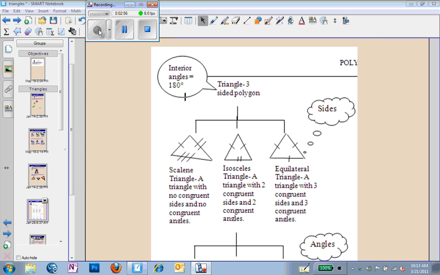This is just another diagram going through all the details of what we know about our different types of triangles. We know that the interior angles of our triangles, all 3 angles, will always add up to 180 degrees. That's really important. We know that a scalene triangle, here we're classifying by sides, has no sides congruent, therefore no angles congruent. An isosceles triangle has 2 sides congruent, therefore 2 angles congruent. Equilateral triangle, 3 sides congruent, therefore 3 angles congruent.